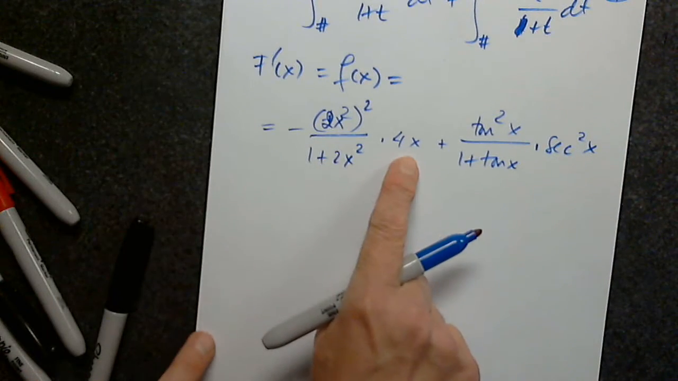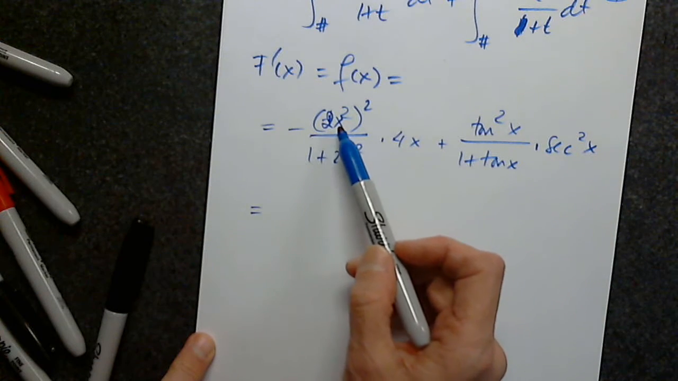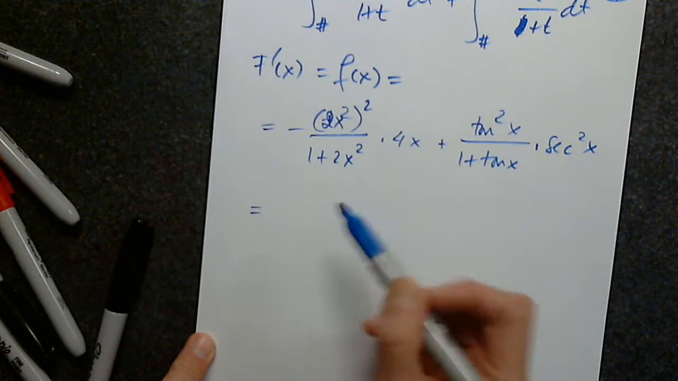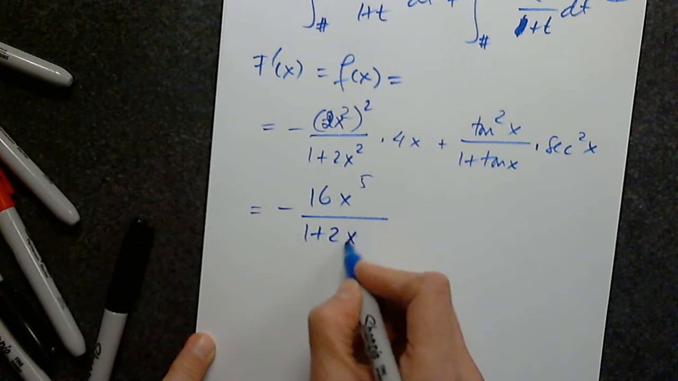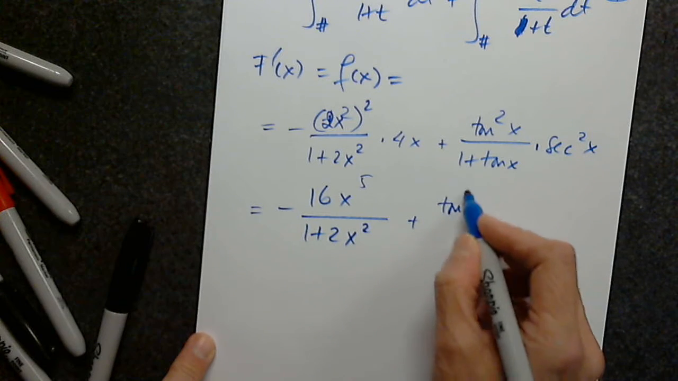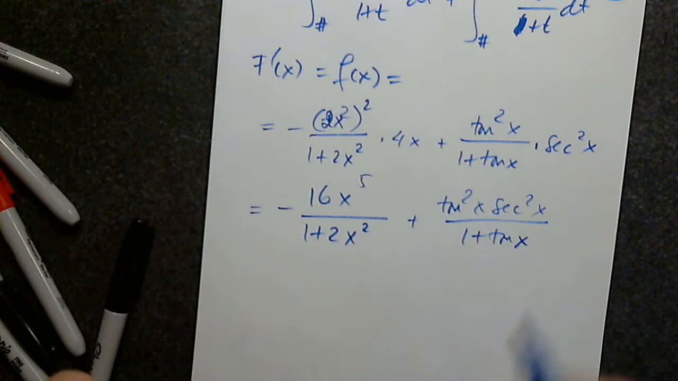Yes, I will square this and multiply by 4x, but there is nothing else recommended here. So this is 4x to the 4th. So this is minus 16 x to the 5th over 1 plus 2x squared plus tangent squared secant squared over 1 plus tangent x.